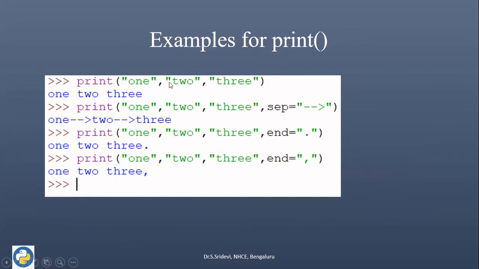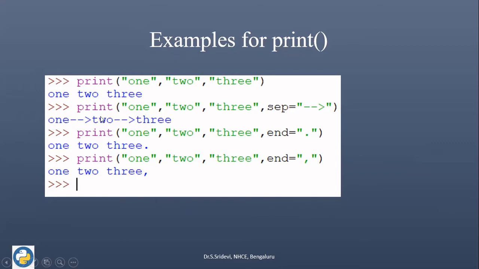And if you see, I didn't set any separator. So the default separator will be taken into consideration. The default separator is space. So between the objects 1 and 2, there is a space. Similarly, between the objects 2 and 3, there is a space.